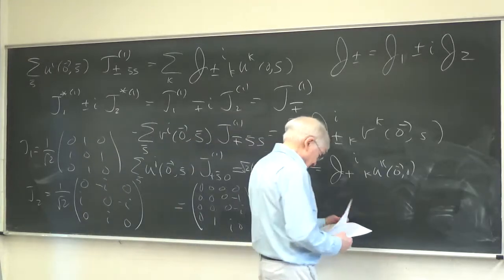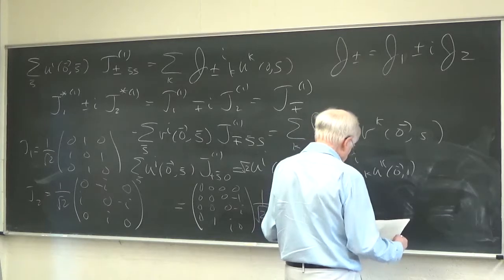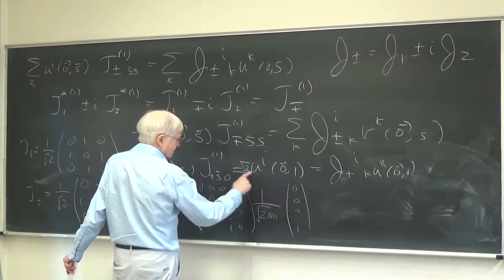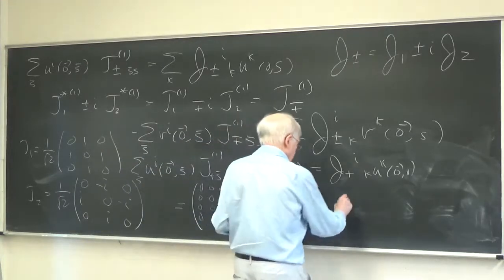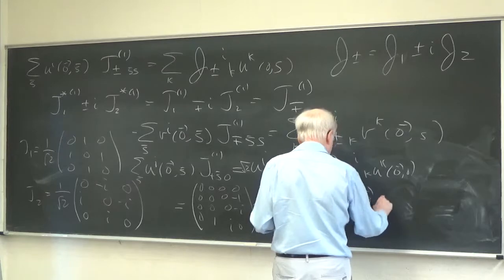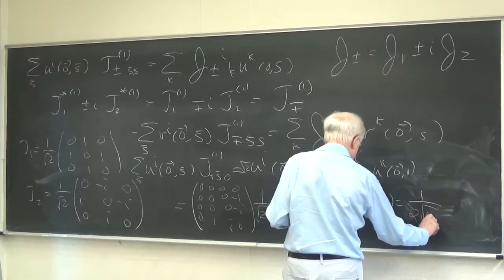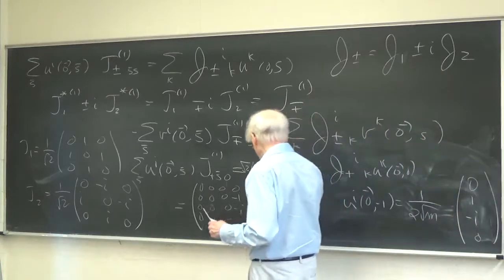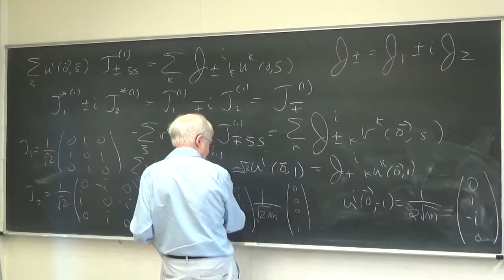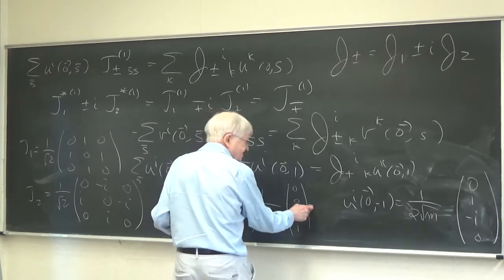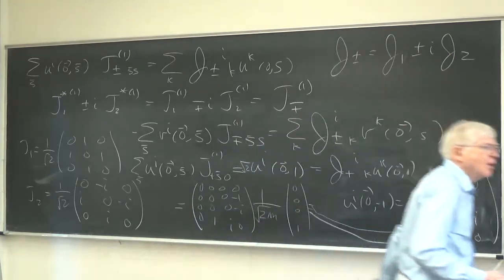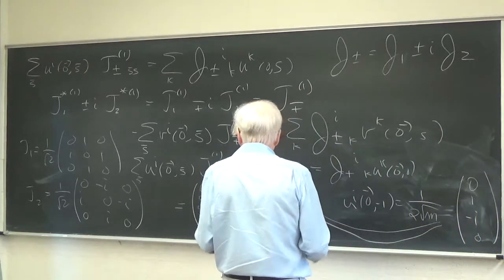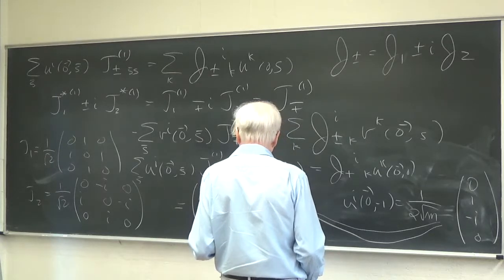Okay, so this gives us a statement that U I 0, 1 is 1 over root 2 times this, or U I 0 minus 1 is 1 over 2 square root of m times 0, 1, minus I, 0. That's the product of this times that, is in fact exactly that. Shouldn't it be negative 1? What? Shouldn't it be negative 1 in the vector? Yeah, you're right. It should be a negative 1.